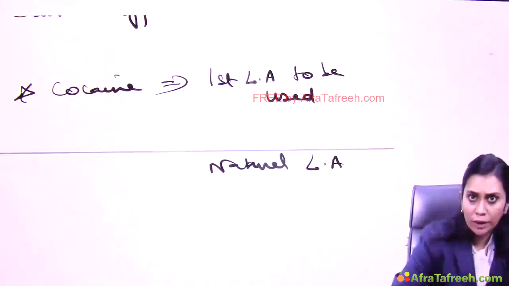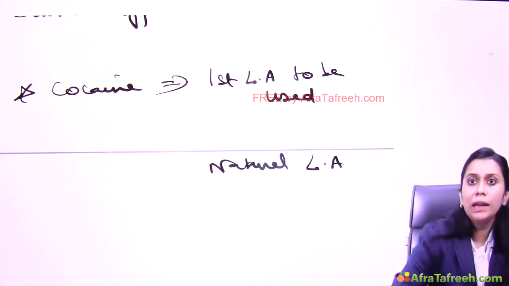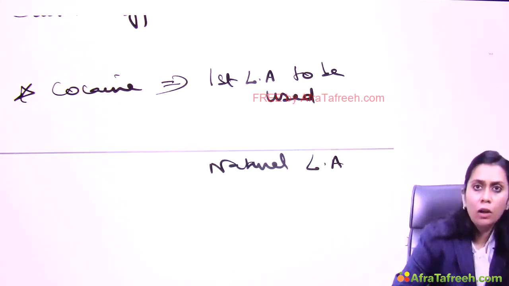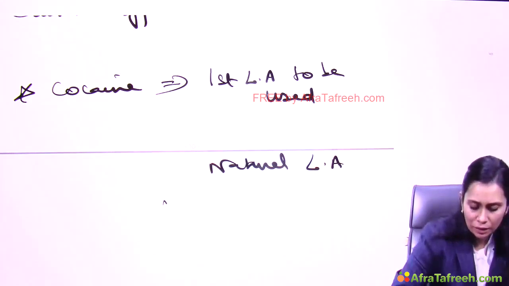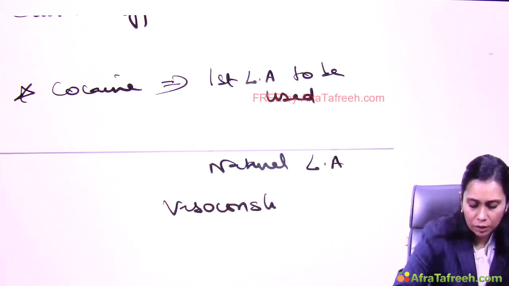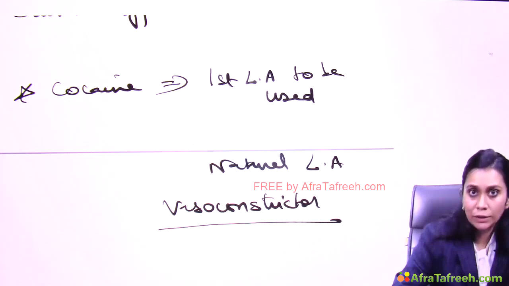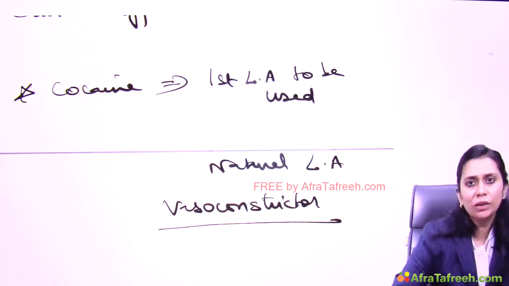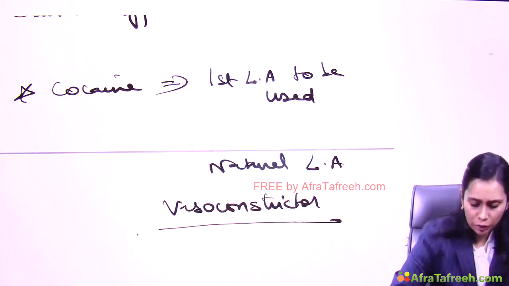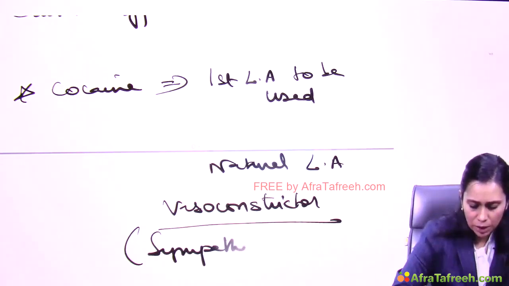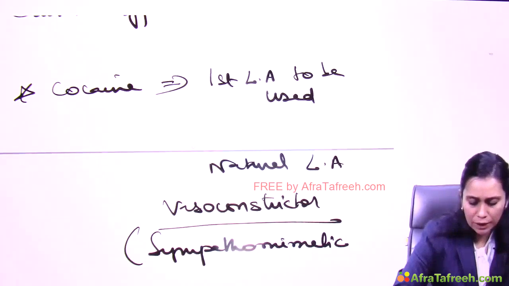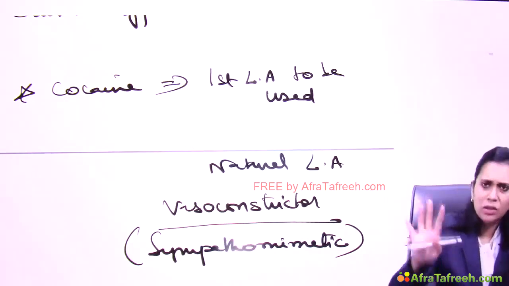First exception, which we have already written, and this is the only LA which is a vasoconstrictor. All local anesthetics are vasodilators. Cocaine is a vasoconstrictor. What does cocaine do? It constricts the surrounding blood vessels. This causes vasoconstriction, less systemic absorption with cocaine. Got it? Guys, why is cocaine a vasoconstrictor? Simple. Why is any drug a vasoconstrictor? It's sympathomimetic. Cocaine is also sympathomimetic. Okay. So this is all about cocaine.